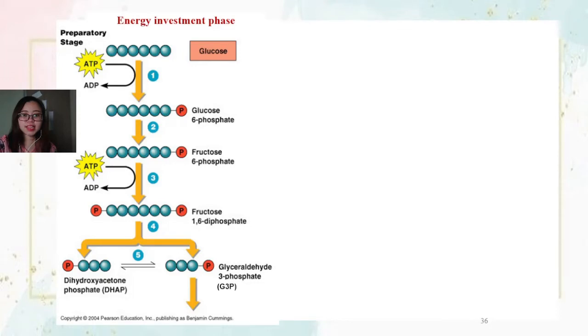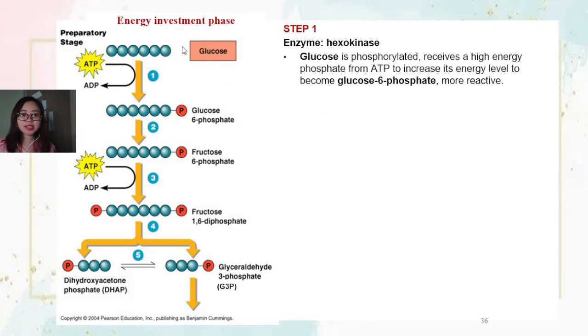So I hope you'll follow along, and let's have a look. Let's have a look at the energy investment phase. So I hope you would start your diagram with a 6-carbon glucose. In this first step, the enzyme that is involved is hexokinase. In this step, glucose is phosphorylated and it receives a high energy phosphate from ATP to increase its energy level to become glucose 6-phosphate, which is a more reactive compound.